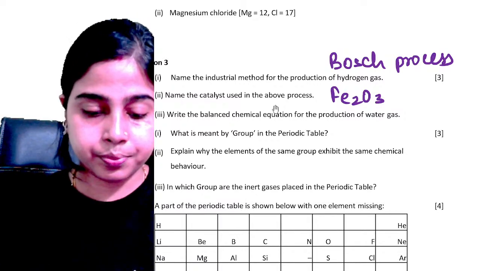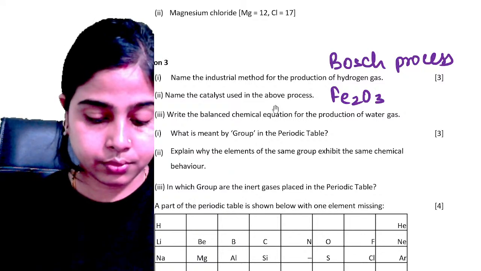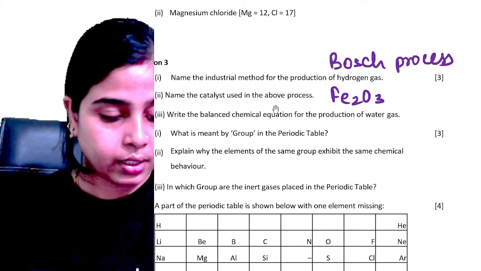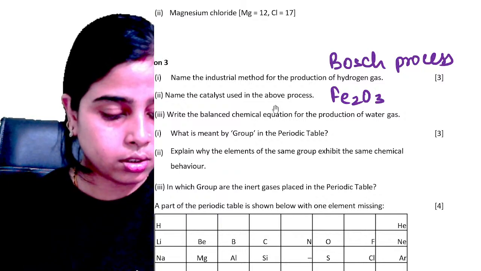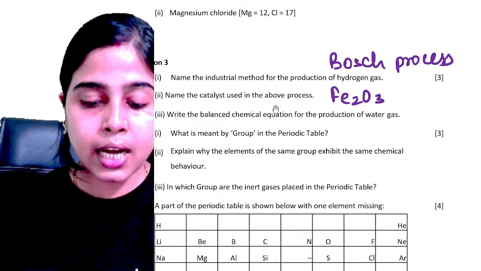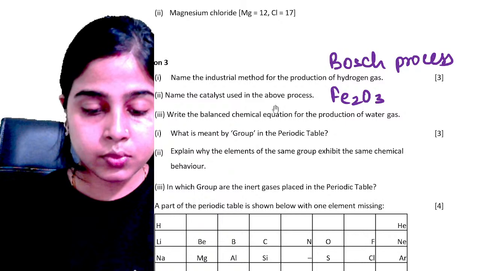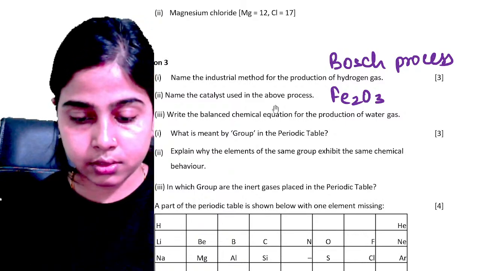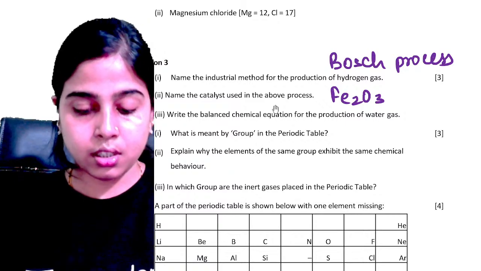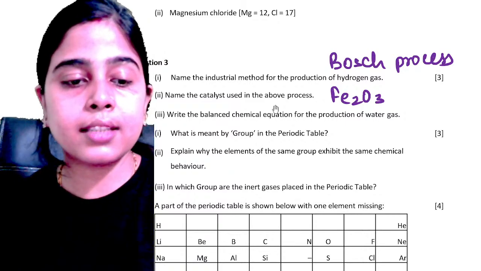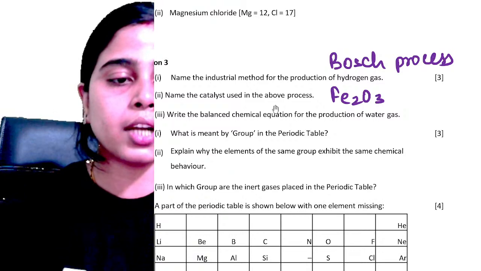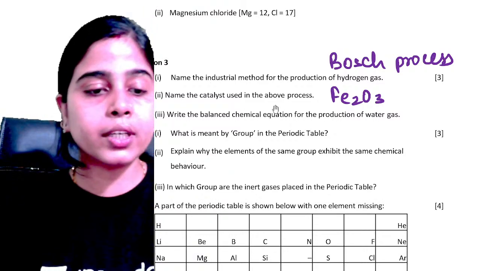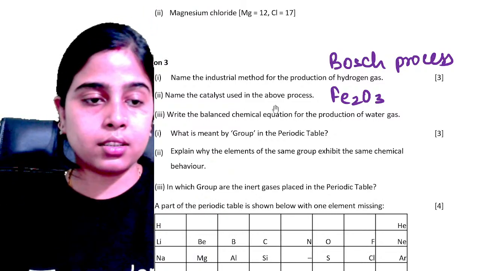Clear? Anyone having any more doubts? Should I come back to the topic? Okay, Harsh. So there are certain conditions under which your hydrogen and oxygen will react together to give you hydrogen peroxide.